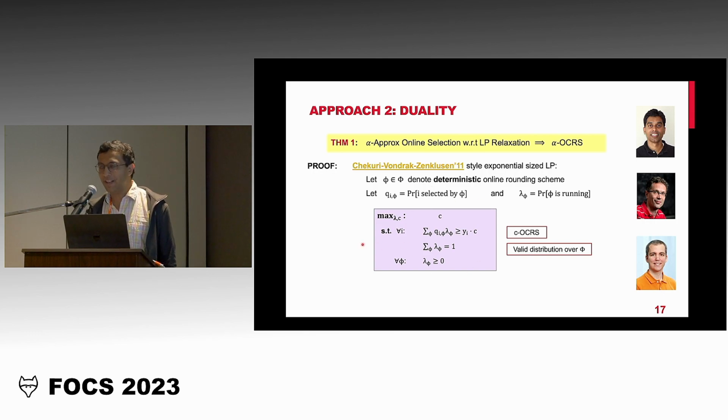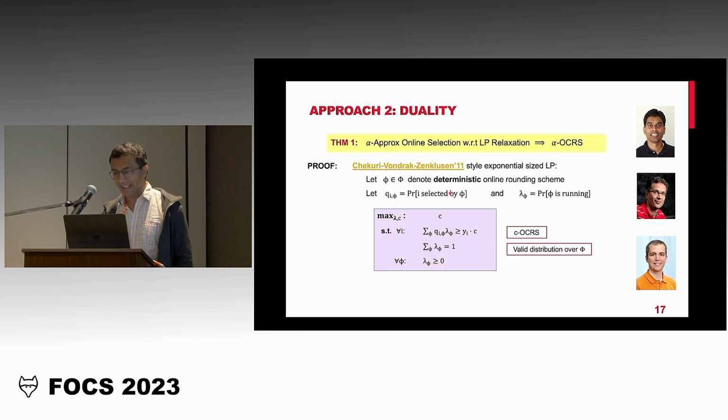So the LP you can write is the following. You want to maximize some factor C. Think of this as the alpha that you're trying to maximize. What's the largest C, or the largest alpha, I can get such that for each element, in expectation, you are selecting it at least with, this is the OCRS constraint, C times its y_i value. And the distribution over lambda phis is a valid distribution: the summation over phi of lambda phi is at most 1, and lambda phis are non-negative. So I'm trying to find a distribution over all possible rounding algorithms such that each element is getting selected at least a C fraction of the time when it's active.